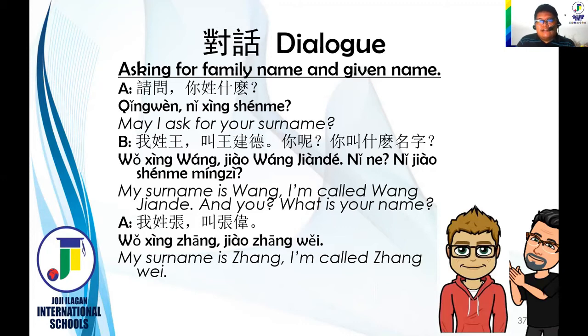So we have two characters in this dialogue, A and B. So when someone asks 请问你姓什么? So this means he's asking for the surname. 请问你姓什么? This means may I ask for your surname.